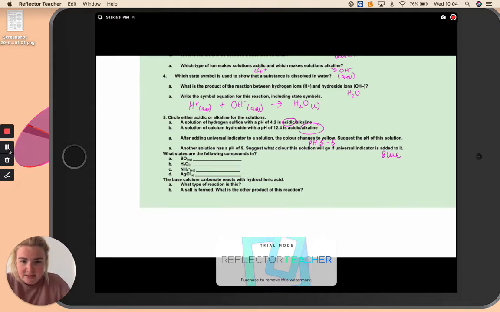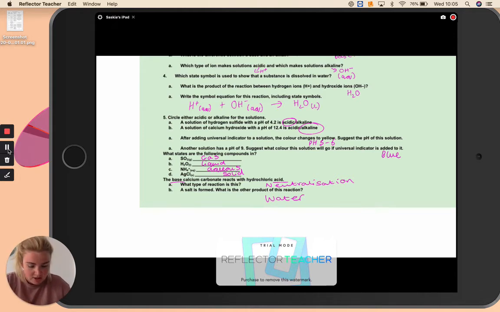Okay, state symbols for the following compounds. So that's got a little g, so that's a gas, that's a liquid, that's aqueous, and then that's a solid. The base calcium carbonate reacts with hydrochloric acid, so a base reacts with an acid. What type of reaction is that? That's neutralisation. A salt is formed, what's the other product? That's water. So remember we did acid plus a base equals a salt plus water.